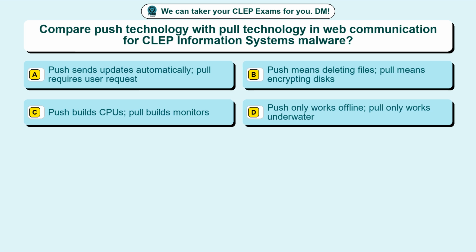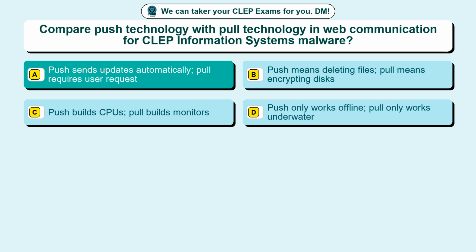Question 30. Compare push technology with pull technology in web communication for CLEP Information Systems malware. Option A, push sends updates automatically, pull requires user request. Option B, push means deleting files, pull means encrypting disks. Option C, push builds CPUs, pull builds monitors. Option D, push only works offline, pull only works underwater. The correct answer is option A.